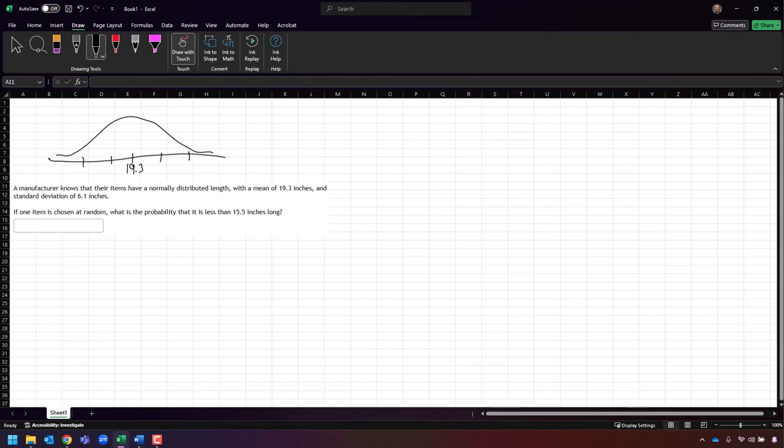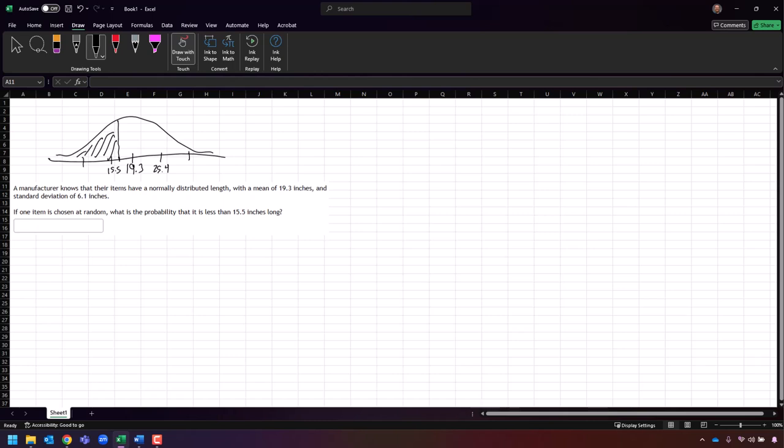So this would be 19.3 plus 6.1 over here, which is 25.4. And then we'd add another standard deviation, so we can move those along. You can add those values if you want to or not. Now, if one item is chosen at random, what is the probability that it's less than 15.5 inches long? So 15.5 is going to be somewhere over here, and we're looking for this area under the curve.